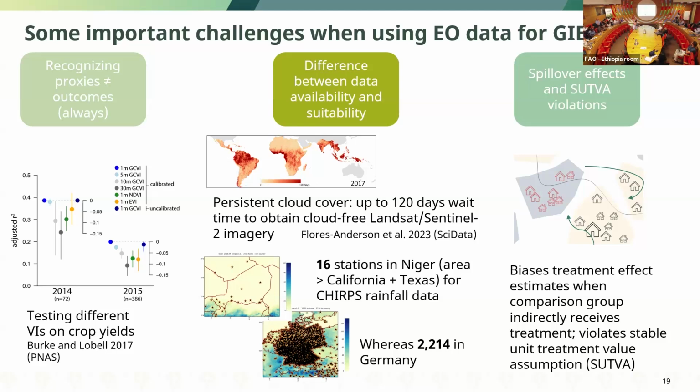A second big challenge is that just because data is available doesn't mean that it's in fact suitable. And I think especially for economists, there's a big temptation to simply say, look, there's data available in my area of interest, I'm going to run with it. But the fact is that if you take some products, they're based on a very small amount of ground data. So in Niger, for the CHIRPS product, Niger is larger than California and Texas combined. They have 16 rain stations, and Germany has 2,200, just to give a sense of the discrepancy there.